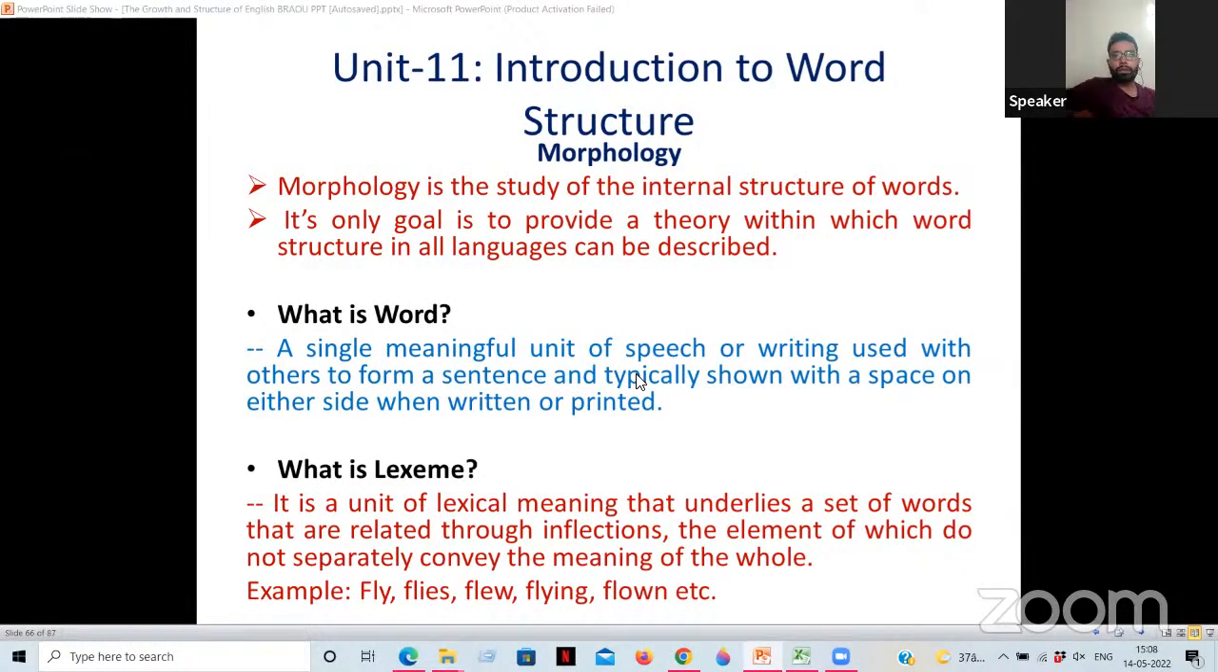So this is what we talked about word. Now word comes under. Is it also echoing to you? To all of you? The sound is echoing. Check.